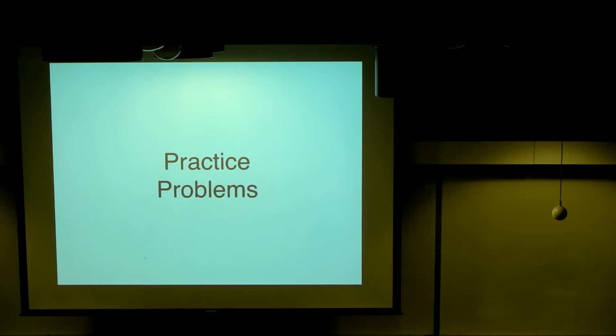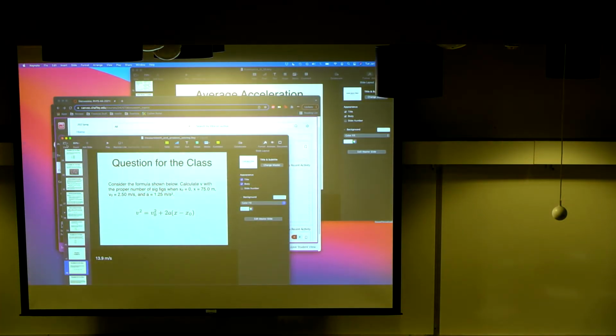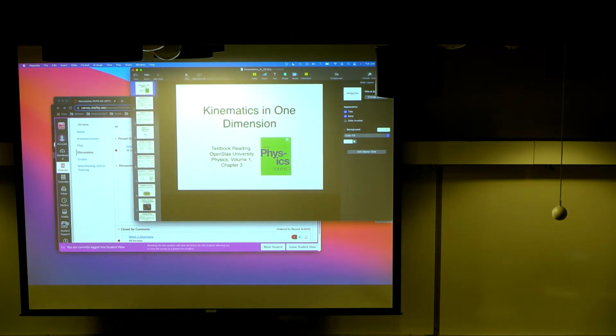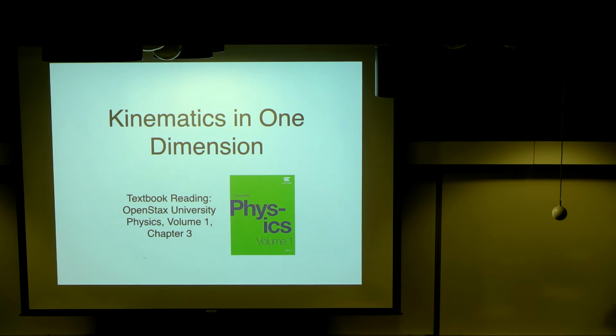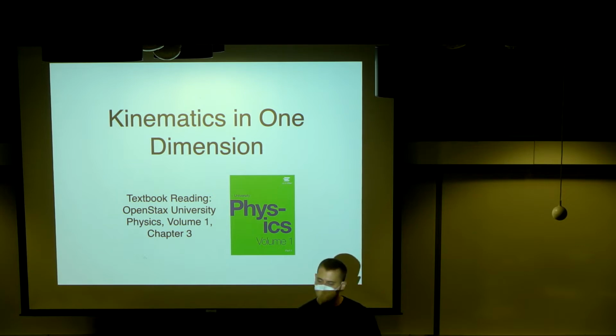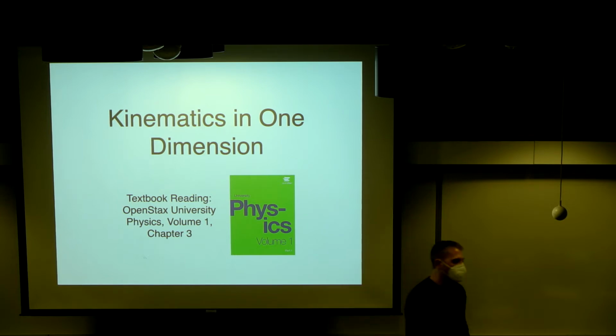So with that said, I'm going to move on to the next chapter we're covering. The next chapter we're covering in the textbook is chapter 3. We already covered chapter 1. We're going to jump ahead to chapter 3. We are going to go through chapter 2 at some point, but it just makes sense for me to go in this order. And the topic is kinematics in one dimension. So let's get into it.